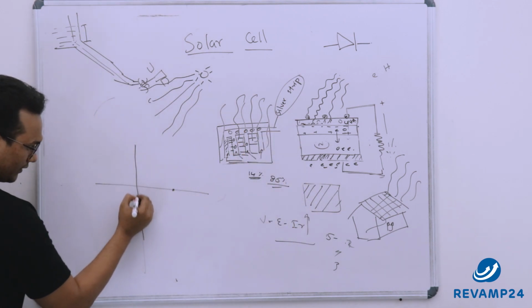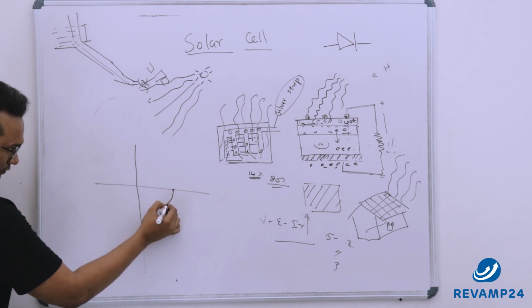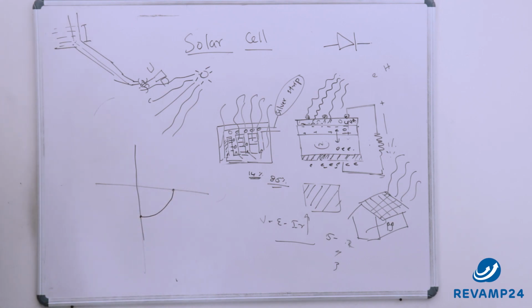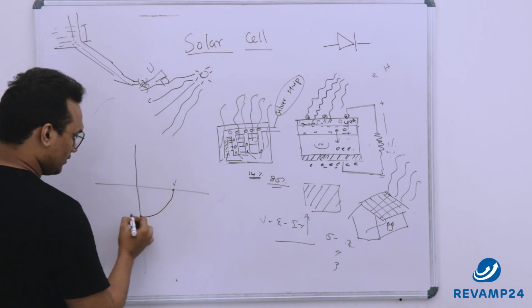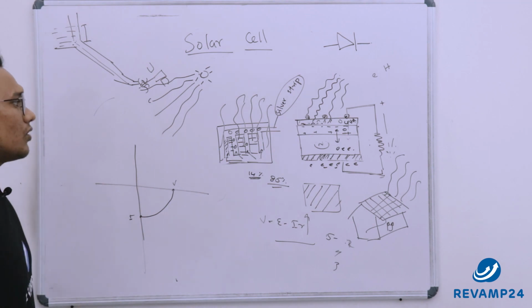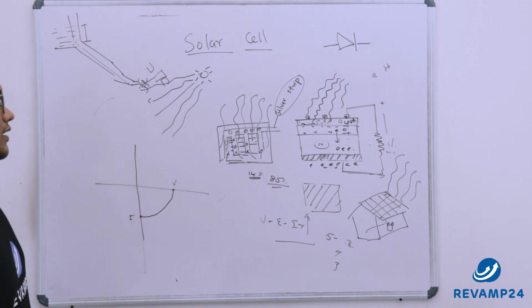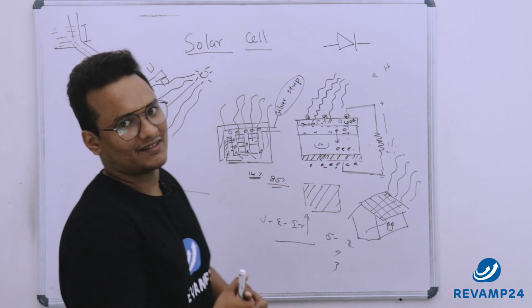So on increasing current, the voltage would decrease, and on maximum current, the voltage would be 0. So this is V and this is I. This is the graph of solar cell. Now this is very important, the working principle of solar cell. Okay, thank you.